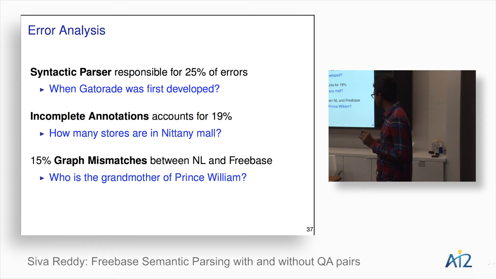A very interesting category is the graph mismatches. What we are doing is we have an ungrounded graph, and we are trying to find an isomorphic graph in Freebase. But sometimes you cannot have the same structure for your natural language graph and the Freebase graph. So here, who is the grandmother of Prince William? If you take the natural language graph, you would have a direct edge between Prince William and Queen Elizabeth, whereas in Freebase, you would have two hops. So we couldn't do exact graph isomorphism here.